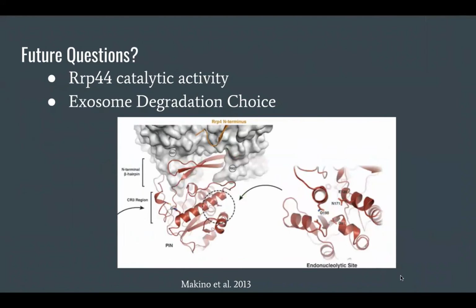One question for future research is why specifically is the Exo9 subunit complex necessary for RNA degradation when it has been proven that RRP44 has catalytic activity without the Exo9 complex? Another question for future research is: is an exosome associated with every RNA molecule but only degrades defective RNAs?